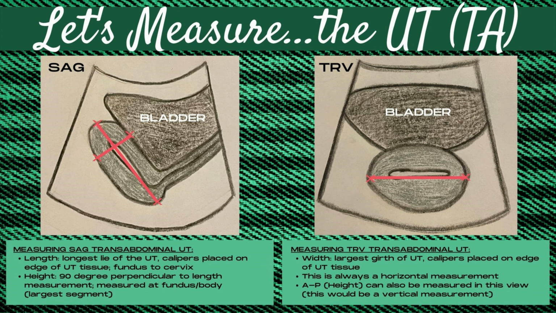Next, it's time to measure the transverse transabdominal uterus. You want to find the largest girth of the uterus and ensure that you're not within the cervix or the vaginal canal by going all the way up anteriorly until you're out of the uterus, and then come down just a little bit, just till you're in the widest girth of the uterus. And you want to place the calipers on the edge of the uterine tissue and measure a horizontal measurement on the ultrasound image. Note that the AP or height dimension can also be measured in this view, and this would be a vertical measurement if you decide to measure it in this plane.